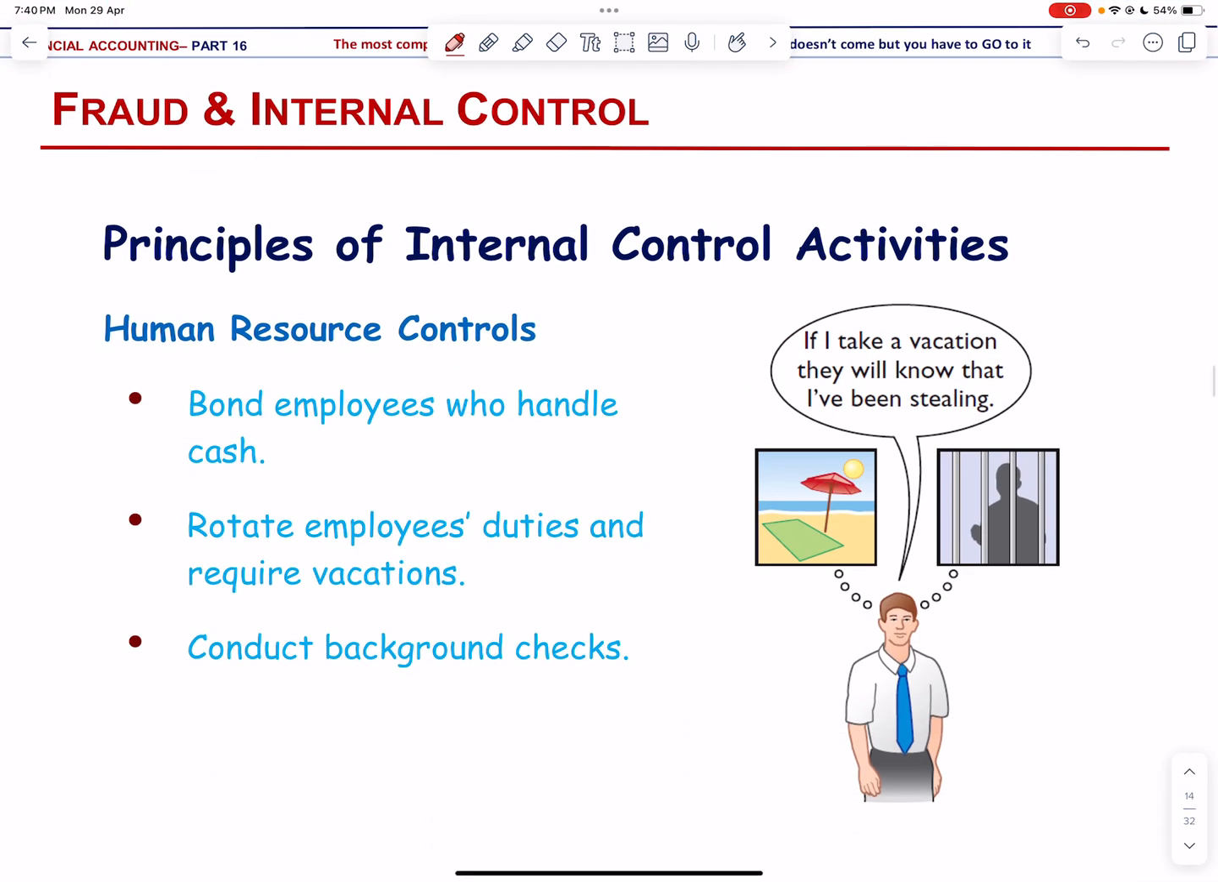Then human resource controls manage risk related to employees. Bonding ensures employees handling cash are insured to prevent theft. Duty rotation and vacation, that is, rotate duties and require vacations to deter fraud. Background checks screen potential employees for trustworthiness. These measures reduce internal fraud risk, protect assets, and foster trust in the workplace.